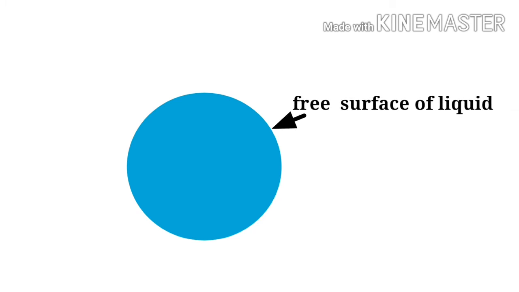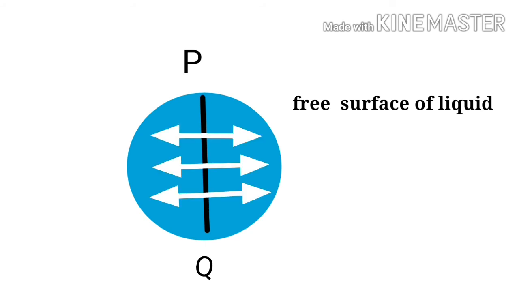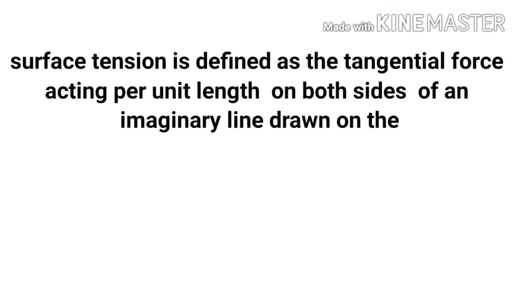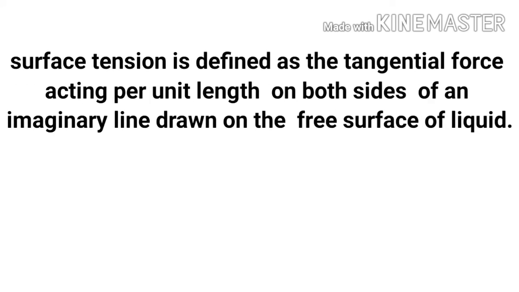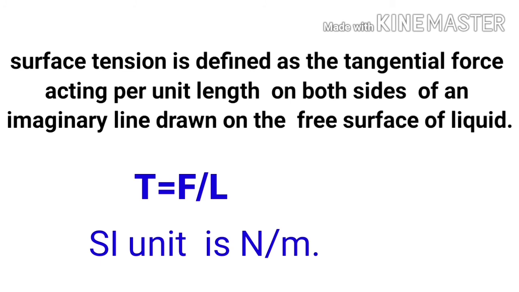Consider the free surface of a liquid. An imaginary line PQ of length L is drawn tangentially to the free surface of the liquid. All the molecules on this line experience equal and opposite forces tangential to the surface. Then the force per unit length is the surface tension. Surface tension is defined as the tangential force acting per unit length on both sides of an imaginary line drawn on the free surface of a liquid.